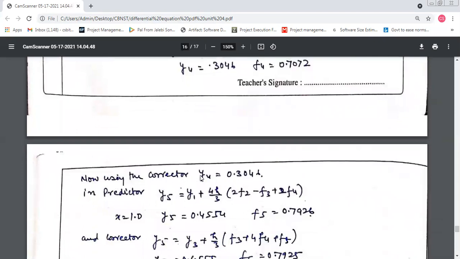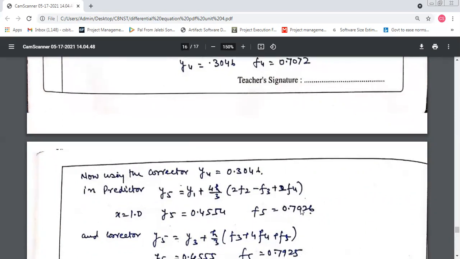Now, using the corrector method, you have got y4 is equal to 0.3046. Now, again, we apply the predictor method to find out the value of y5, because you have to calculate the value of y at x is equal to 1. So you will be applying the predictor formula to get the value of y5. At that x is equal to 1, whatever value you are getting will be the value of y5, and correspondingly you find the value of f5.